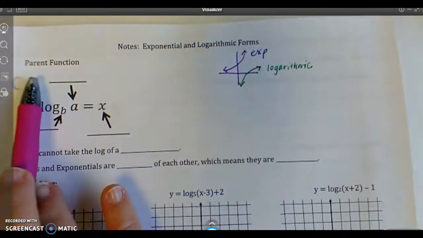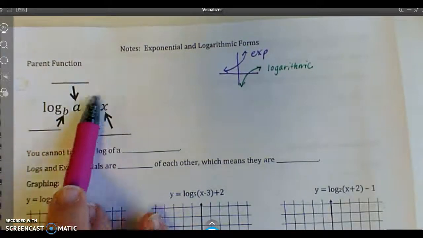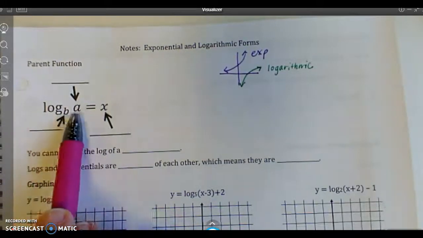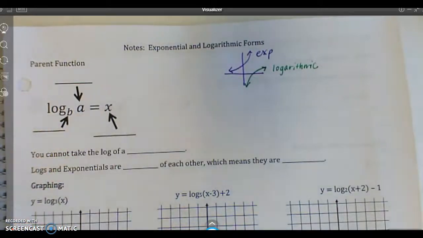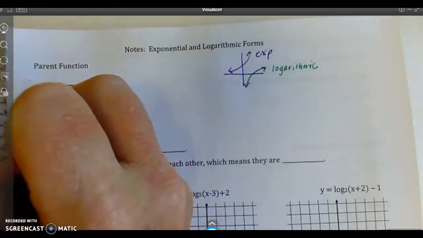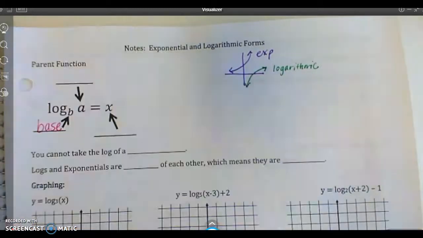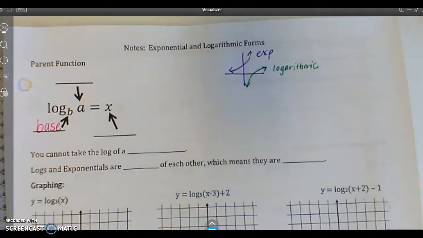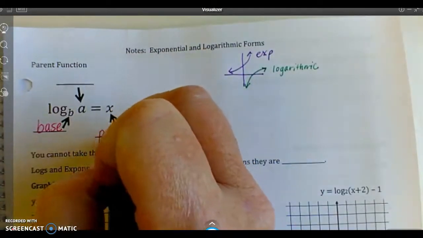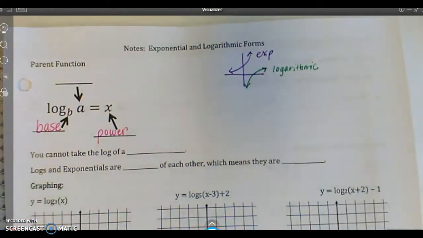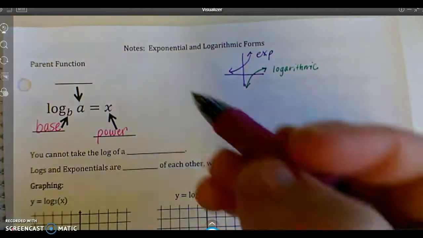So as far as the parent function, our parent function is this function. Here's the symbols for it. It's log base b of a equals x. Okay? B is the base. So that number there is the base. X is the power. And I'll explain all this in just a second, and how it relates to the exponential. And a is the answer.